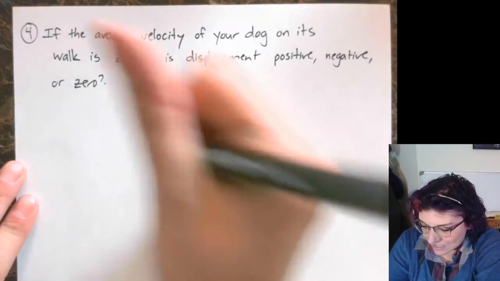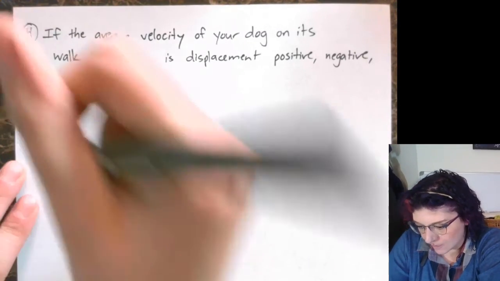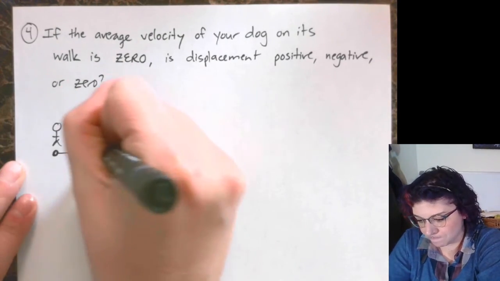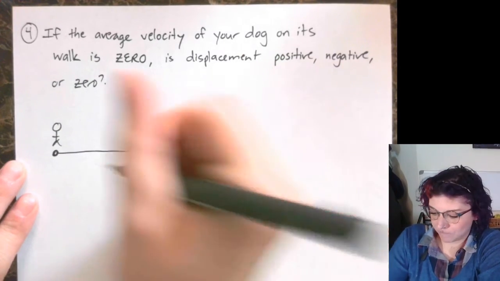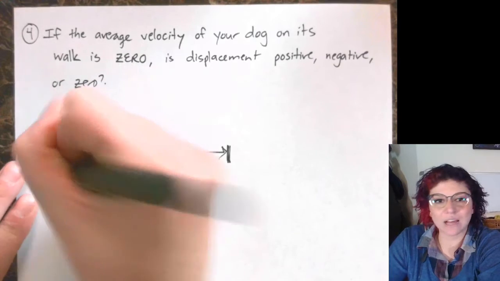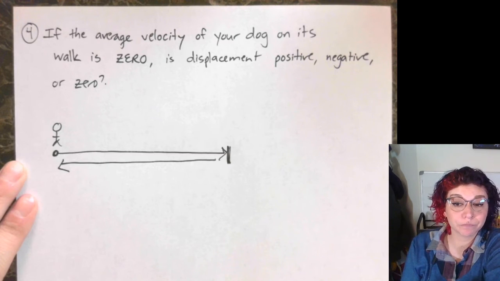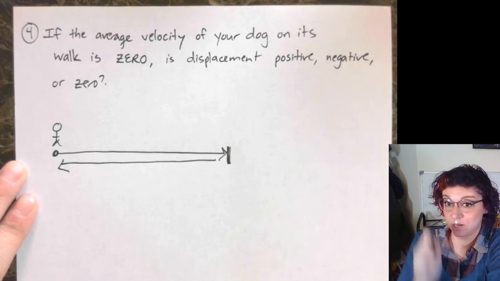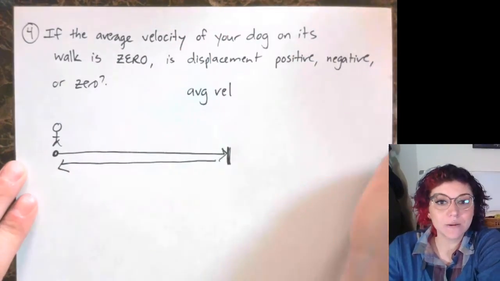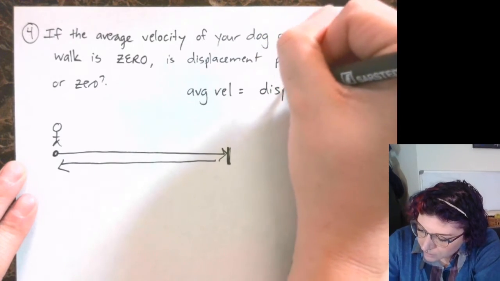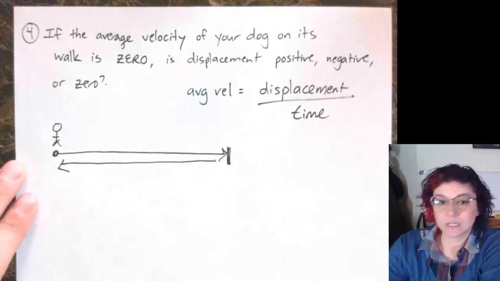So let's say that I start with my dog here, and I go to this location, and then I walk back. So here's my little schematic to help orient myself. Also write out any relevant equations. I know that average velocity is equal to displacement over time.